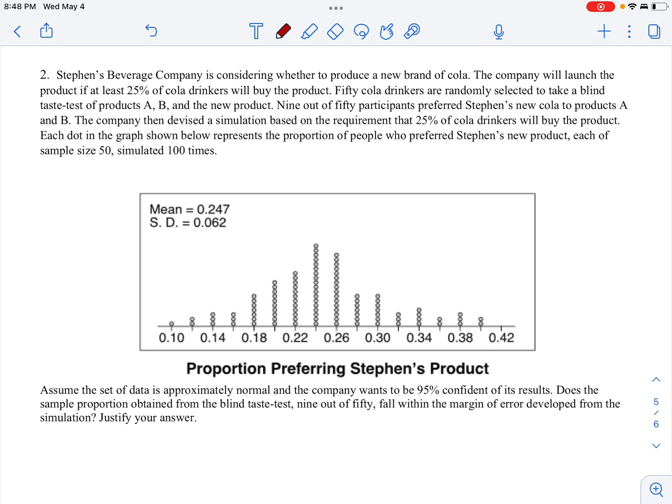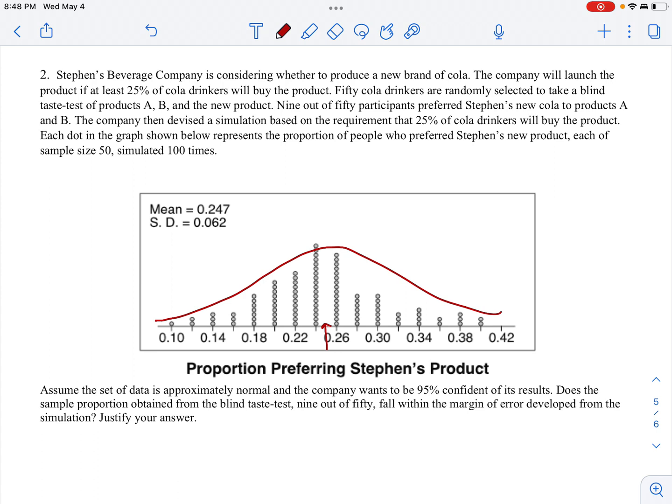So 9 out of 50. The company then devised a simulation based on the requirement that 25% of cola drinkers will buy the product. So they made 25% the middle, right? Which I guess you could see here, or looks about, I guess that would be 0.24. But 25% definitely looks like it's centered around that.